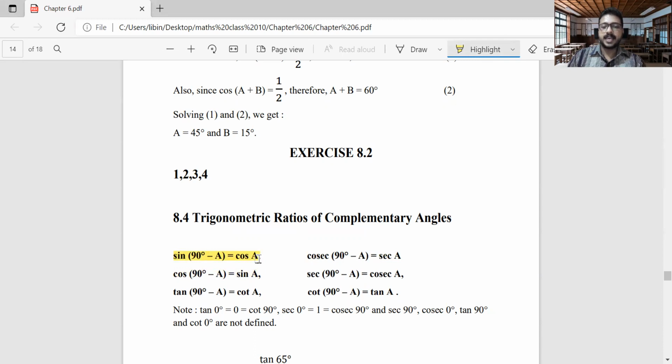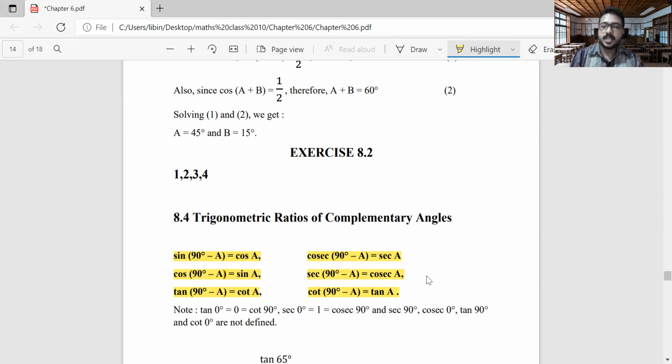is equal to cos A, and cos(90 minus A) is equal to sin A, and tan(90 minus A) is equal to cot A, and the same way cosec(90 minus A) is equal to sec A, sec(90 minus A) is equal to cosec A, cot(90 minus A) is equal to tan A. I hope all of you have learned these equations by heart, because we need them. And we have solved some examples using these complementary angles.